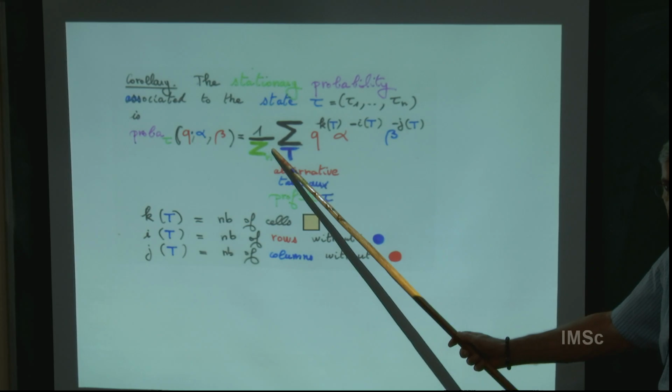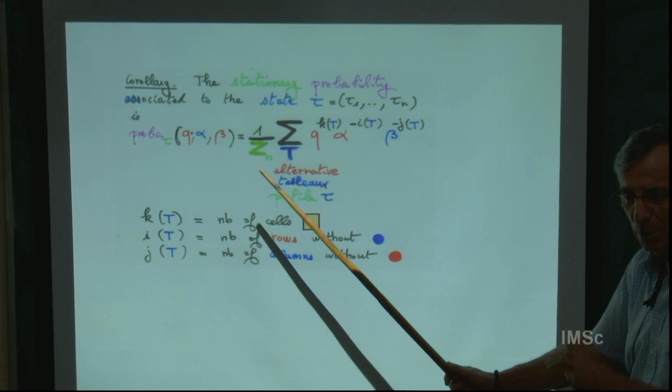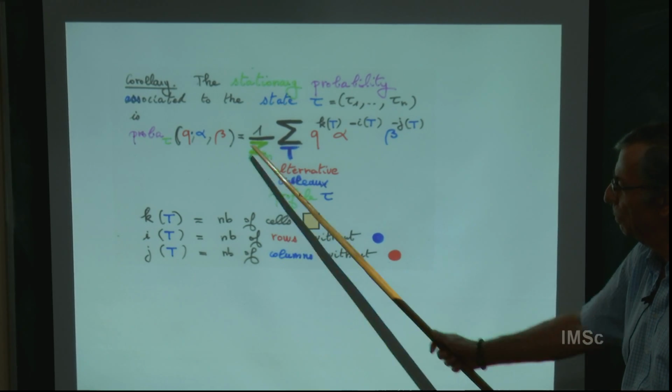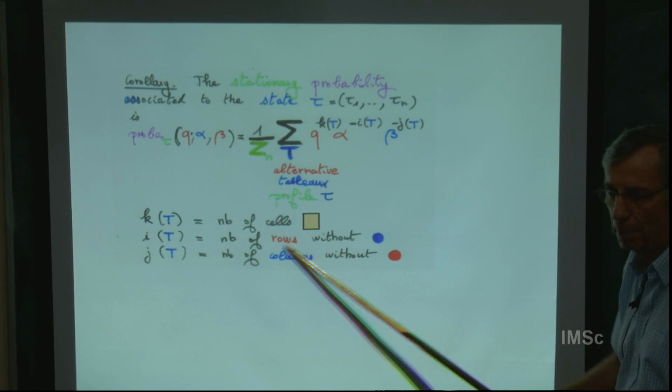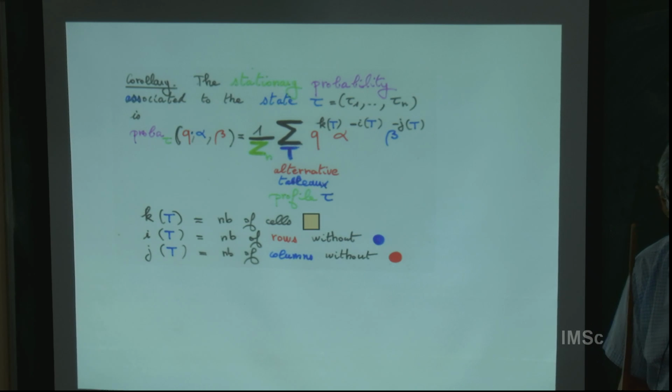And of course, I have to divide by the partition function, which is the sum of the weights of all the tableaux, to get a probability. So that the sum of all these probabilities is going to be 1. So this is a nice interpretation in terms of tableau.